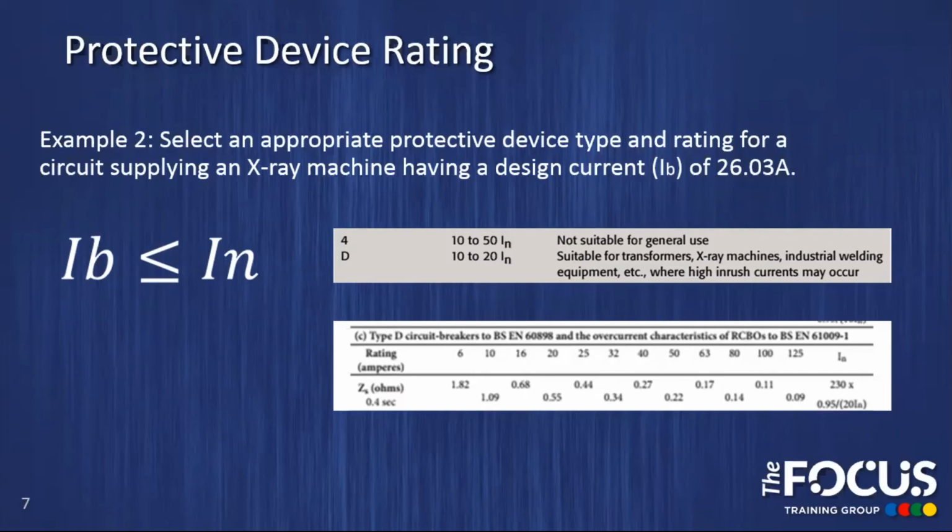Next example is to select an appropriate protective device type and rating for a circuit supplying an X-ray machine having a design current of 26.03 amps. Again, looking at the tables from the on-site guide, we can see that the Type D is suitable for transformers, X-ray machines, so we will choose Type D.